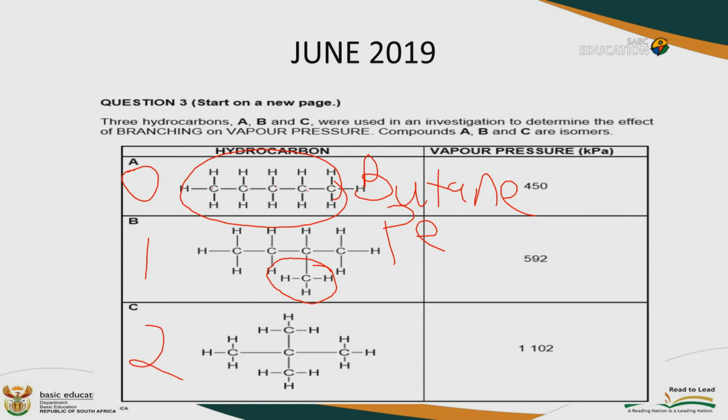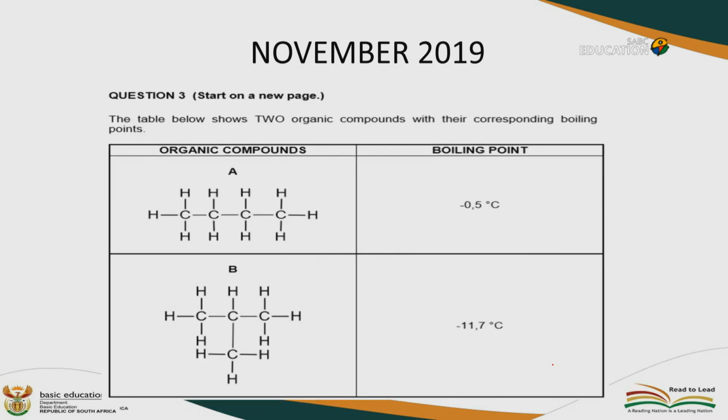Remember what we said about branches? As the number of branches increases, the strength of the intermolecular force decreases. And you know that as the strength of the intermolecular force decreases, the vapor pressure increases. That's why you see the one with the lowest strength of intermolecular force has the highest vapor pressure. Because when you're dealing with vapor pressure, we said when the strength of the intermolecular force is the least, you have the highest vapor pressure. So understand that one. That was a question they wrote in June 2019.